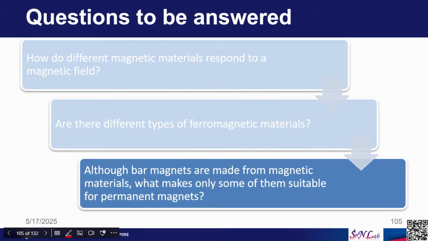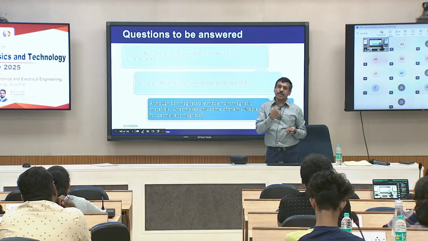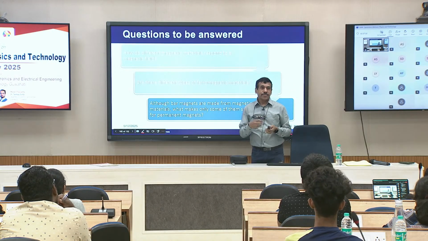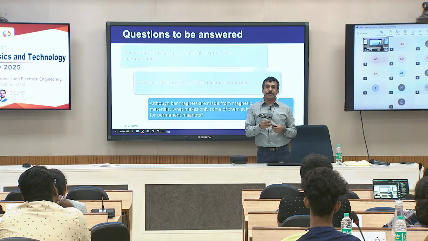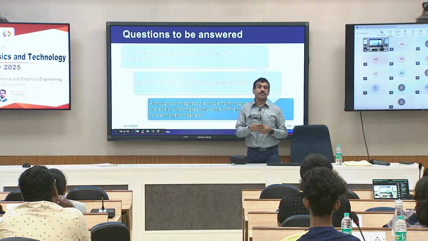Okay, so far we have answered the first two questions. The next question is, for example, yesterday we were discussing Curie temperature. I asked you a question: if you heat a magnetic material above Curie temperature and then bring it back to room temperature, will the ferromagnetic material be the same ferromagnetic material? You all answered yes, and that is correct.